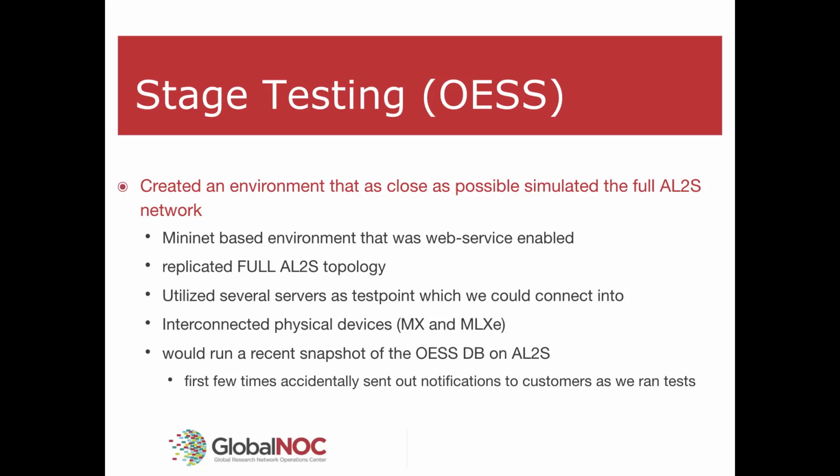Then we could do an upgrade from the current version to whatever our new version was and verify that the flow rules did what we expected. And we could even interconnect physical devices into it, and that was something we did. So we could test the full AL2S topology, send actual traffic across physical devices, and basically simulate everything we needed to verify functionality.